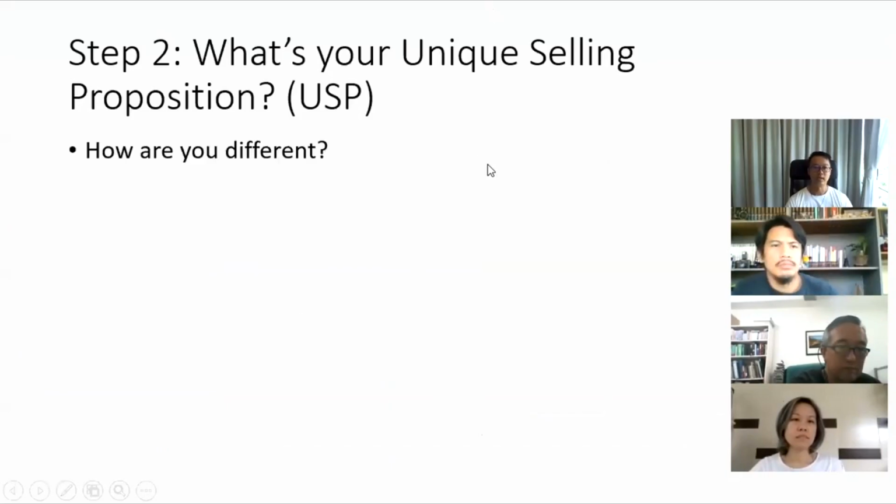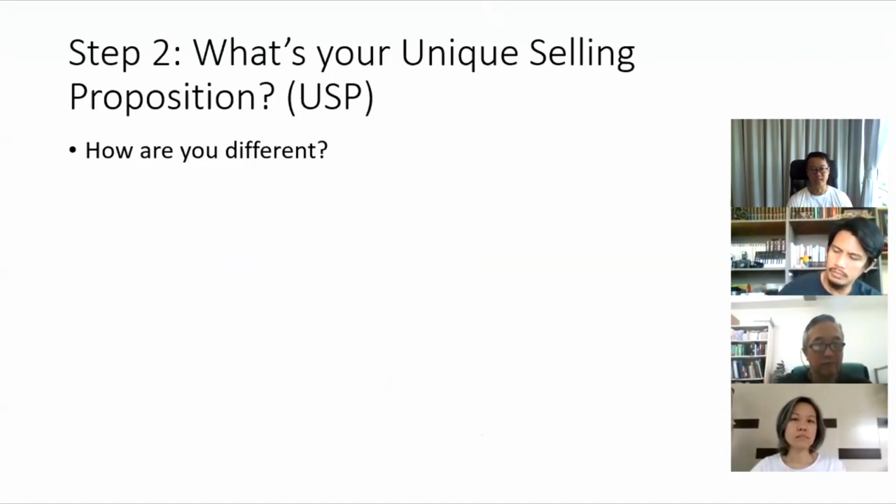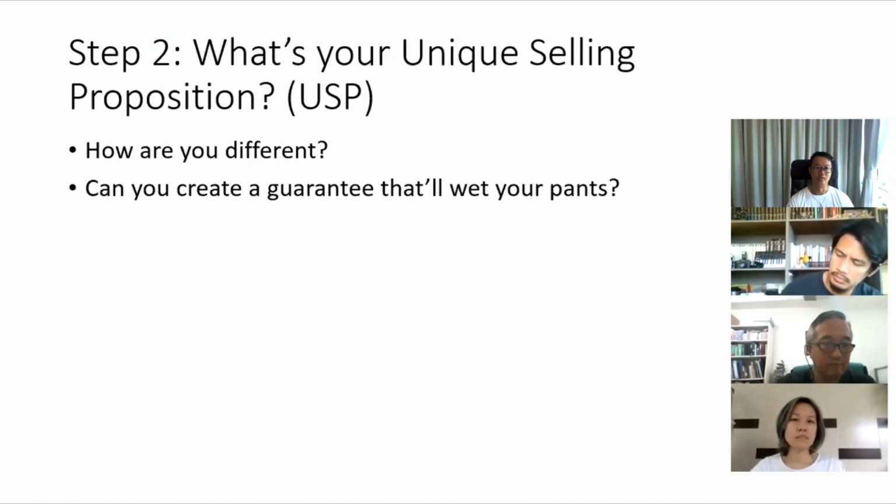Right. So the second thing is to discover what is your unique selling proposition, meaning what makes your product unique. How are you different? Okay, so one thing I like to do to make a unique proposition is to ask how you can create a guarantee that will make you scared. Okay, so if the guarantee does not make you afraid, then it's not a strong guarantee.